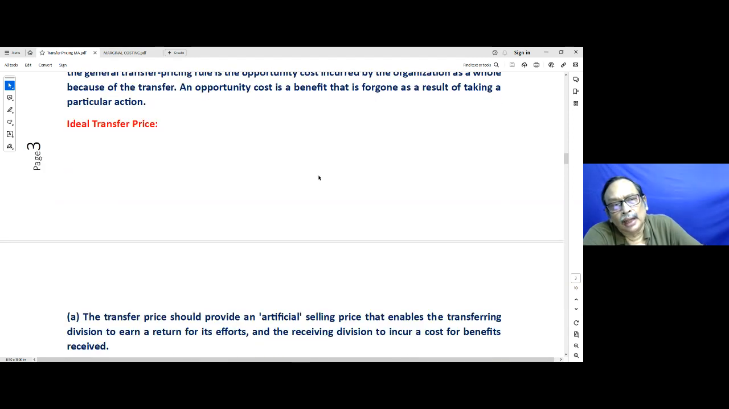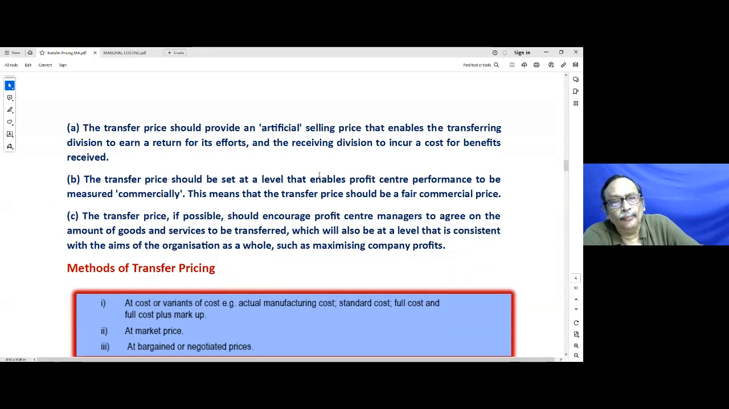Now, ideal transfer price. What is that? Number A, the transfer price should provide an artificial selling price that enables the transferring division to earn a return to its efforts and the receiving division to incur a cost for benefits. Obviously so.